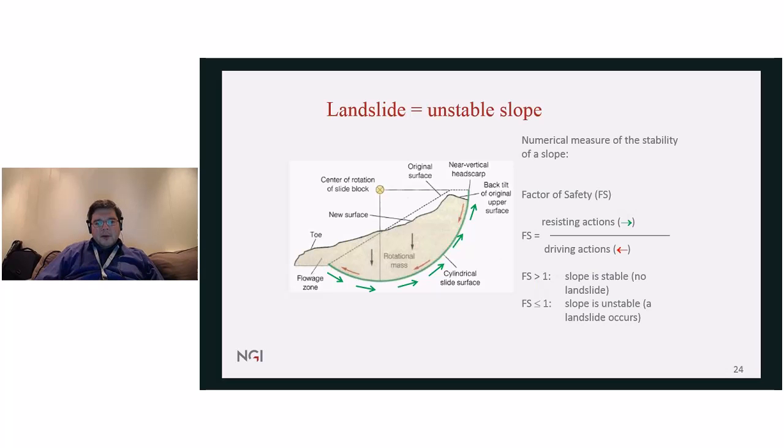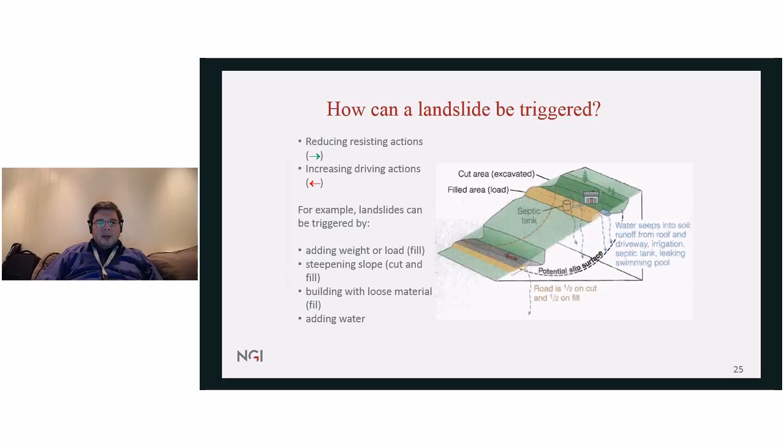In Norway, on the other hand, the same convention is accepted as in the rest of Europe, but for some special circumstances, for example, for important roads or railways, the factor of safety requirement is more strict than that. So it's not 1.4, but 1.6. A landslide can be triggered, of course, whenever the resisting actions are reduced, and also when the driving actions are increased. And here are some examples of that.